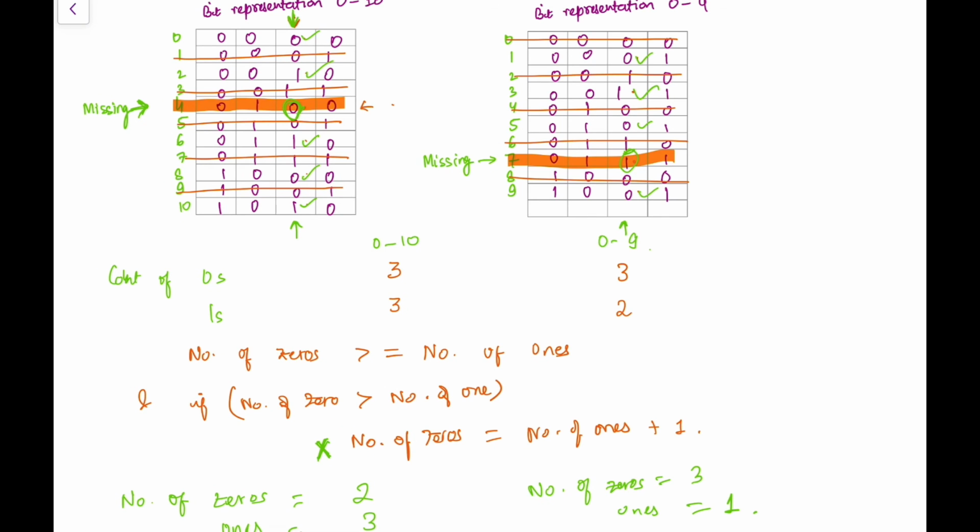Now you can do it iteratively and find all the bits of the missing number, and at last you will be left with the number. So this is the solution for this particular problem.